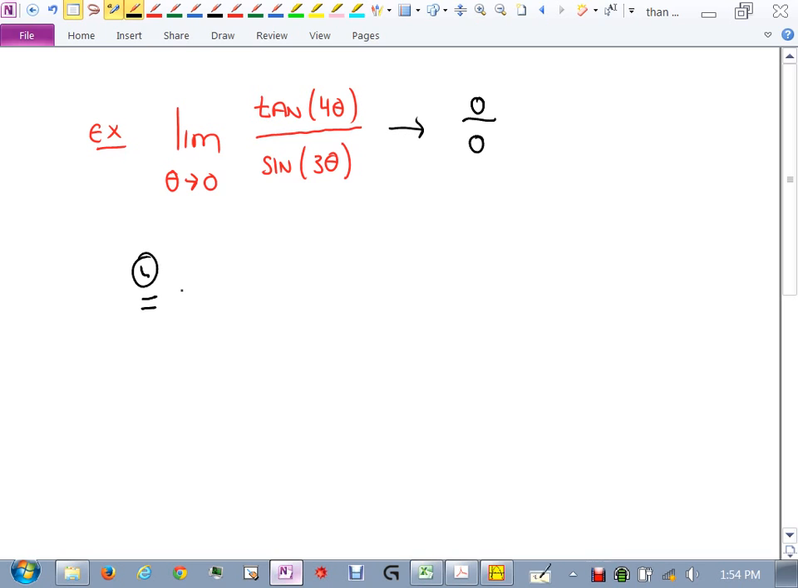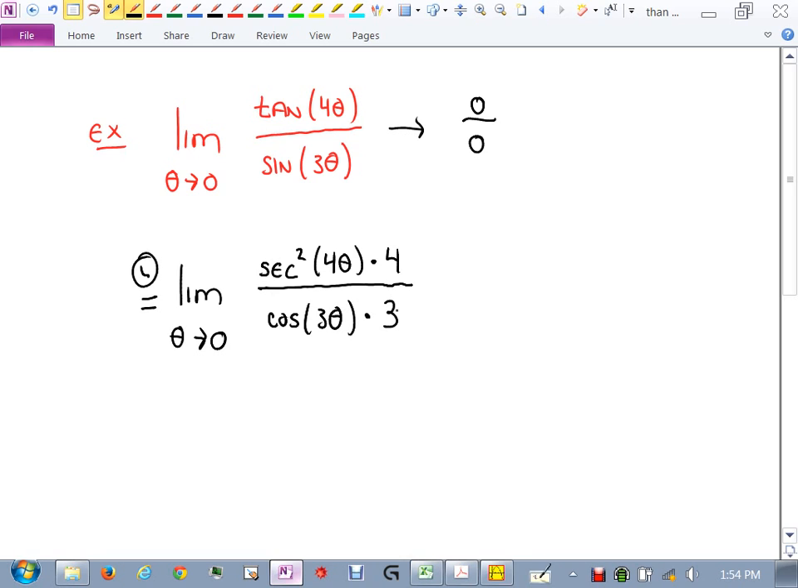So by L'Hopital's rule, we take the derivative of tangent of 4 theta, which is secant squared 4 theta times 4. Good, chain rule. Don't forget, you still have to take the derivative of the inside. And then over what? What's the derivative of sine of 3 theta? Cosine 3 theta times 3. Again, chain rule, having taken the derivative of 3 theta. Questions on that?